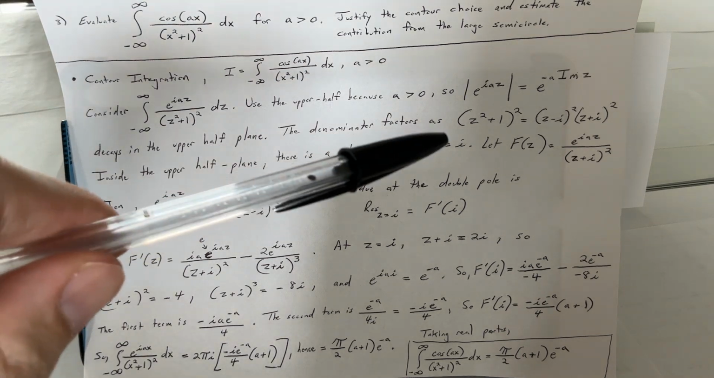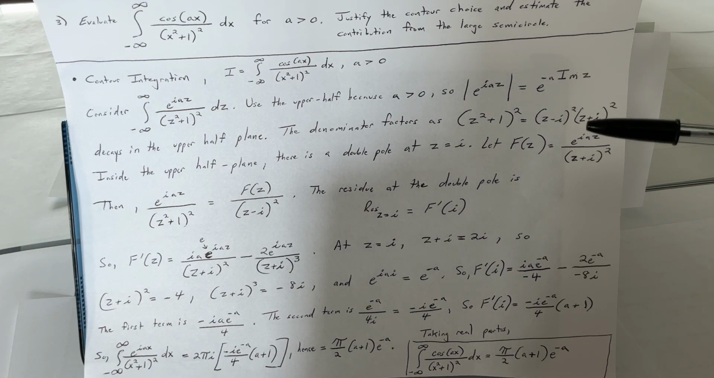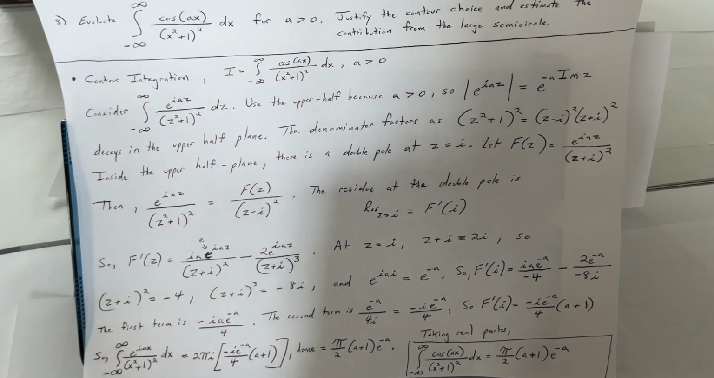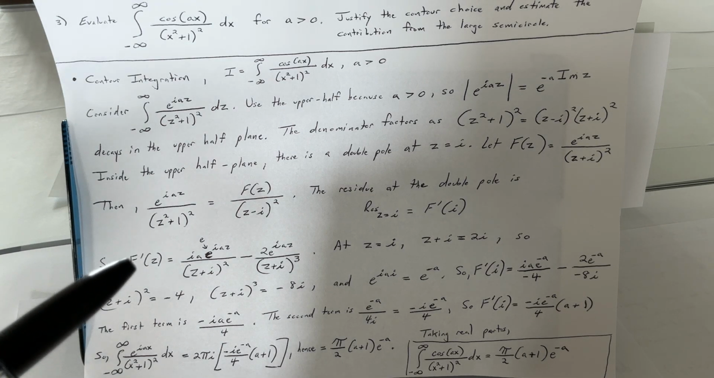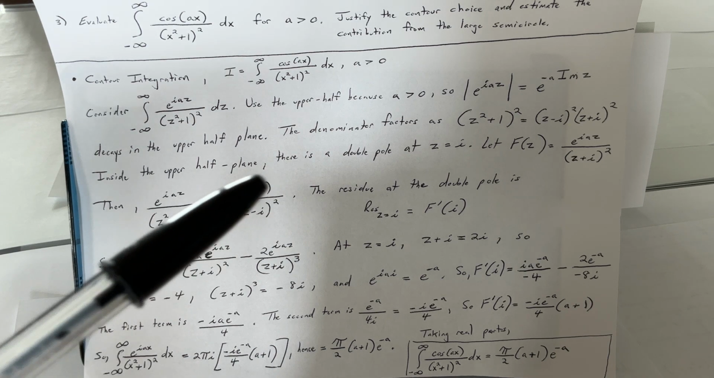And the denominator, the quantity z squared plus 1 squared, factors as z minus i squared times z plus i squared. Inside the upper half plane, there's a double pole at z equals i. So from there, we're going to let f of z equal e to the iaz over z plus i squared. Then e to the iaz over the quantity z squared plus 1, squared, equals f of z over z minus i squared.